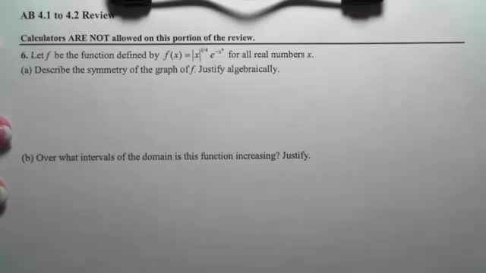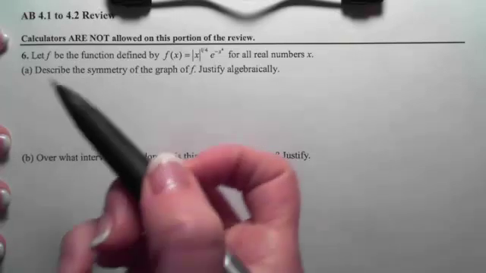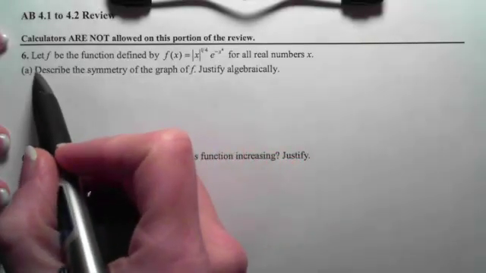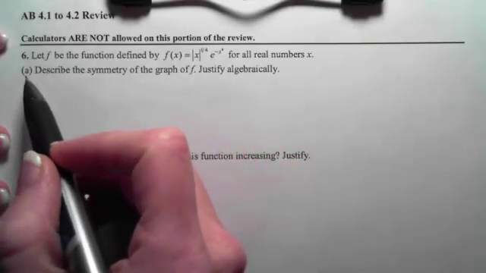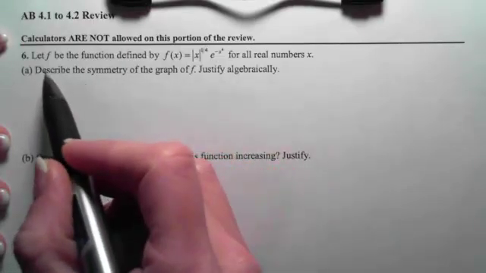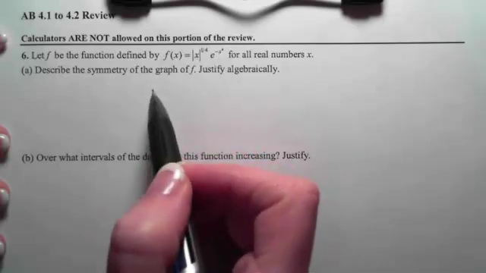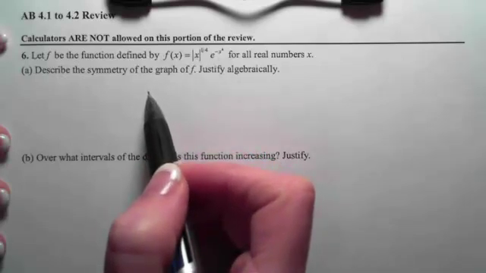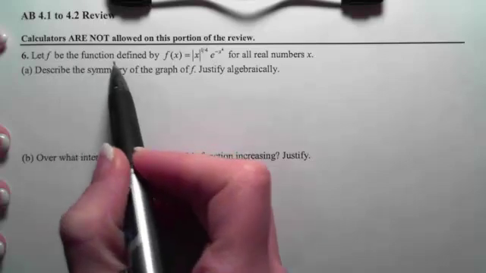This is the 4.1 to 4.2 review. Calculators are not allowed, and it's number 6. So this is a free response that is pretty involved. The first part is going to scaffold it for you, because it turns out if you can figure out the symmetry, then you only have to do half of the work when you're analyzing this function for its maxes and mins. So here I've got this function.